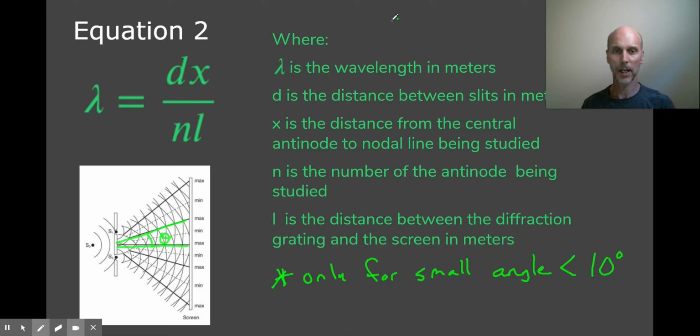So the formula that says wavelength is equal to d sine theta over n, that one is exact and works all the time. This one is, like I say, a small angle approximation, and you can get away with it as long as your angle is less than 10 degrees. Once your angle is greater than 10 degrees, you cannot use this. So that's the second equation for solving the interference pattern. So now you have two equations to choose from whenever you enter into these questions.